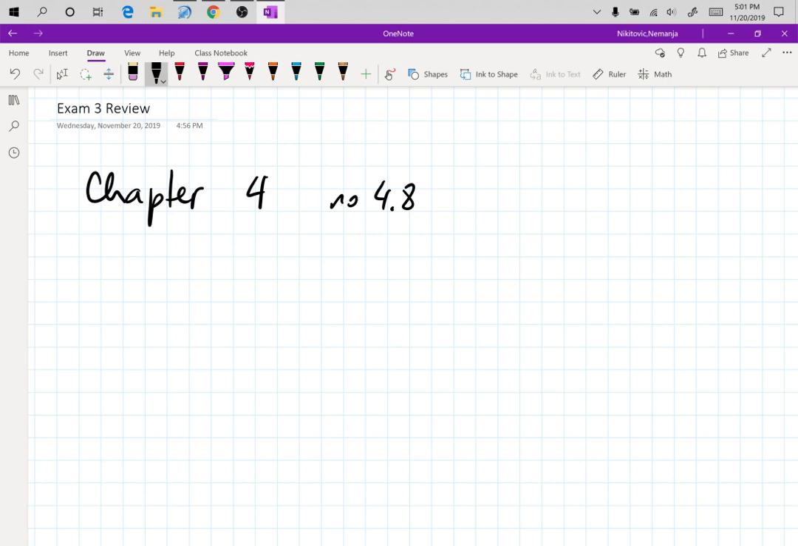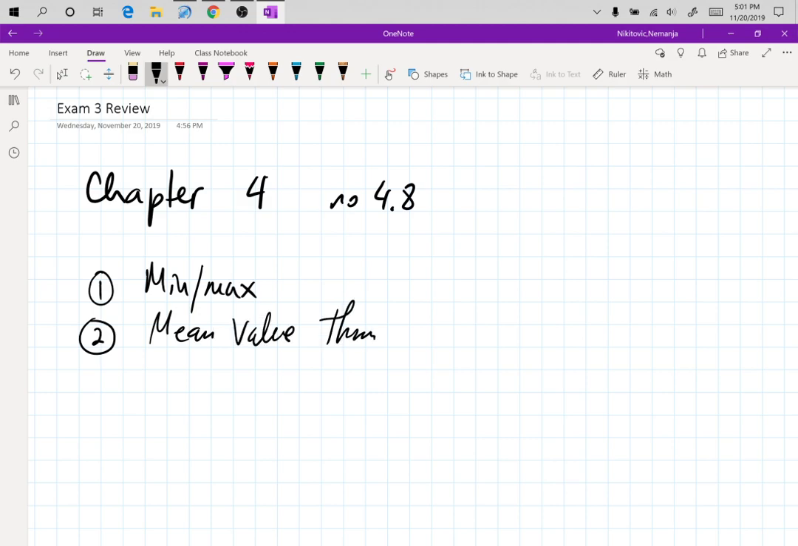So, no 4.8. Now, what are the important things that you guys need to worry about? Number one is going to be min-max. This is a straight-up calculation from 4.1. Number two, you need to worry about mean value theorem. I'll put in x equals c. So you have to find that c where the average equals the instantaneous. You will see that in notes in the video if you go back and review.